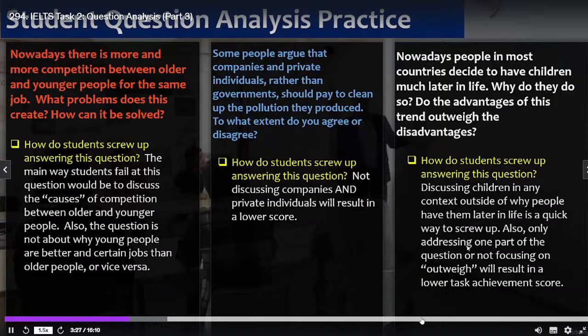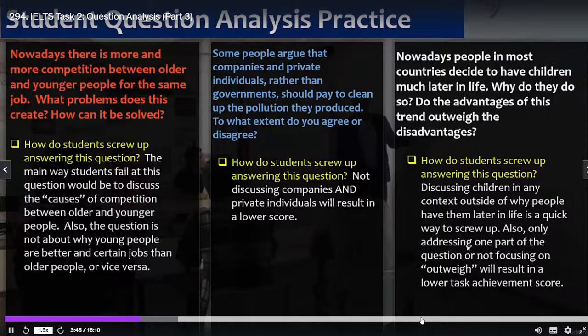In blue, not discussing companies and private individuals will result in a lower score. You can't only talk about companies and not talk about private individuals. To what extent? Also failing to express to what extent you agree or disagree.